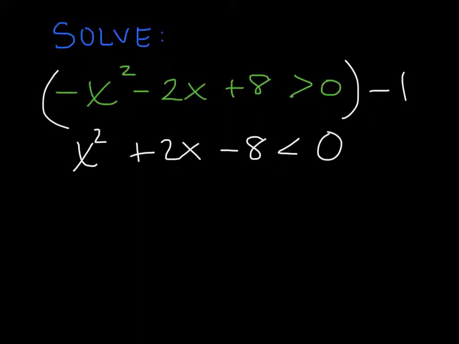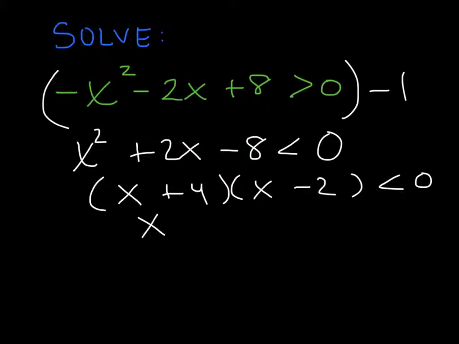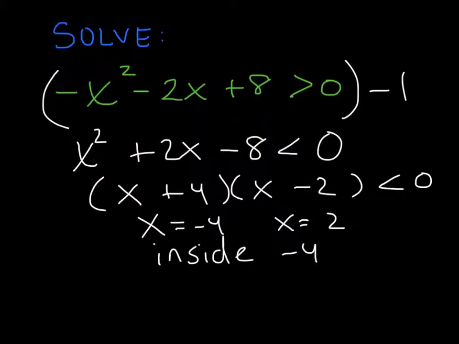So if you solve this one, I do x times (x plus 4) minus 2 less than 0. I'm going to treat it like an equal sign for now to get x equals -4, x equals 2. If I do my test points, we will find that the values inside -4 and 2 for this one are the ones that are going to get me values less than 0. So my solution set would be in between -4 and 2.